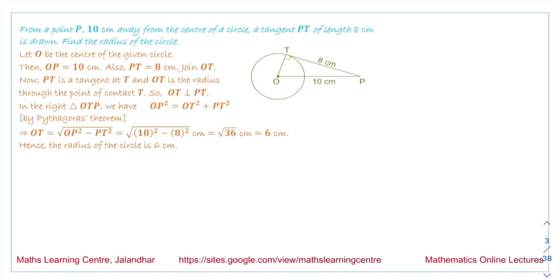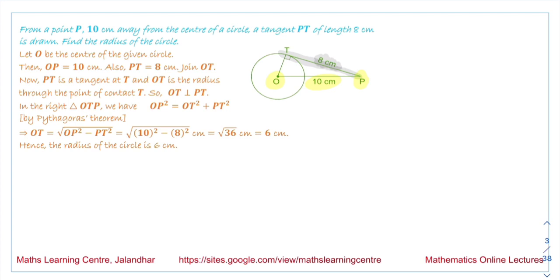Now the question we have is, from a point P 10 centimeter away from the center of a circle, a tangent is drawn. So we are talking about a point P, and it is given that it is 10 centimeter away from the center of the circle. This PT is the tangent that is drawn over here, and the length of the tangent is given 8 centimeter. We have to find the radius of the circle.